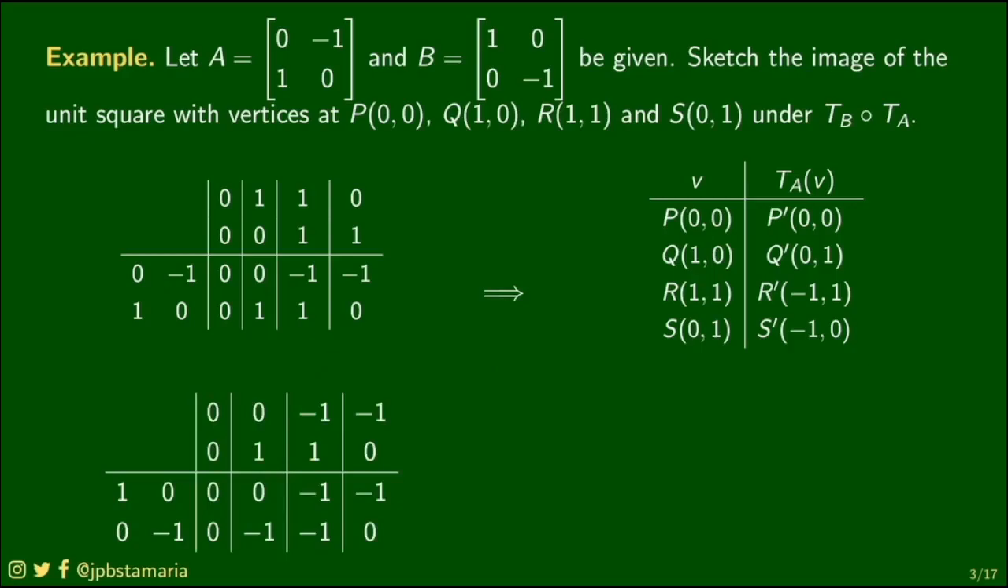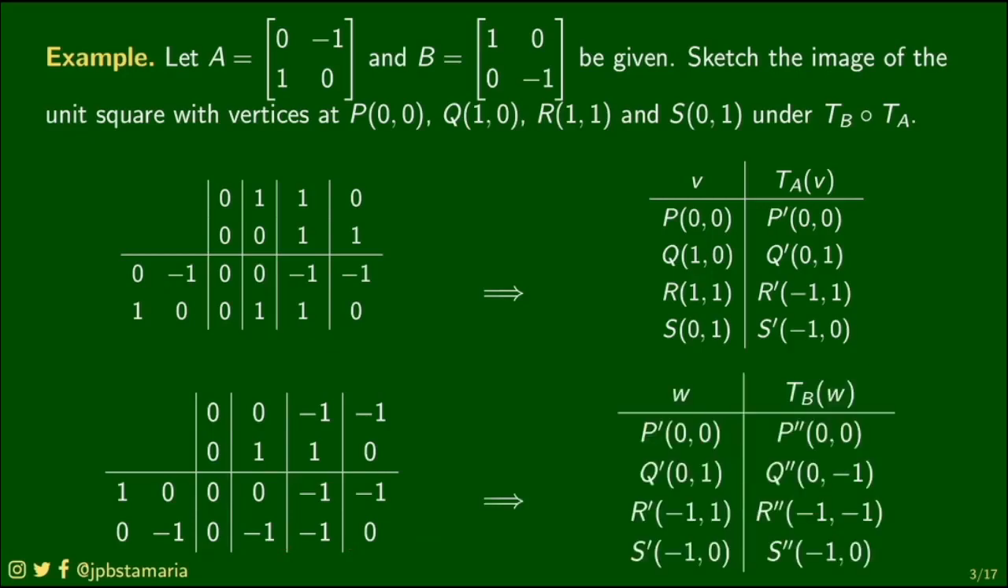So here is the matrix B. Now here are the points corresponding to 0, 0, 0, 1, minus 1, 1, minus 1, 0. And then once again, I applied matrix multiplication to get the images. And I summarized the images as follows. So the final images will be these points with double primes: 0, 0, 0, minus 1, minus 1, minus 1, 0. So you are asked to sketch the image under the composition, right?